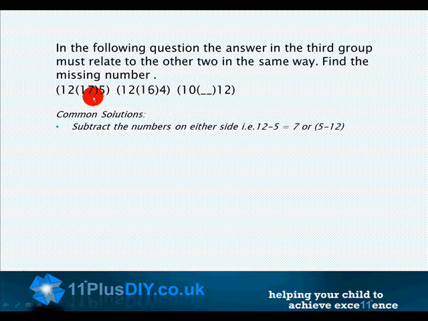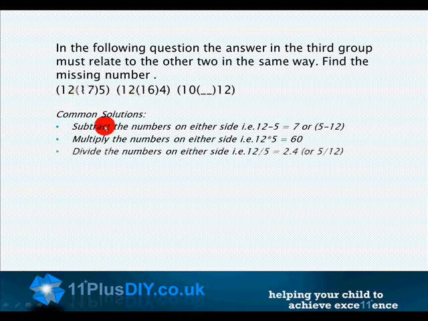We don't move on to the second group until we can prove the answer works for the first group. We could multiply the numbers on either side. 12 times 5 equals 60, not 17. Again, we don't move on to the second group. We could divide the numbers on either side. 12 divided by 5 equals 2.4, or 5 divided by 12, and that does not equal 17 either.